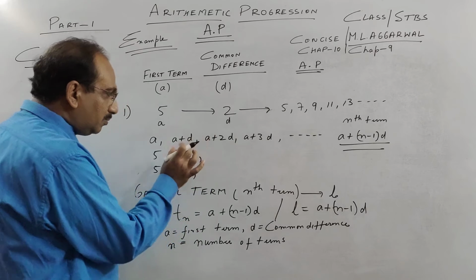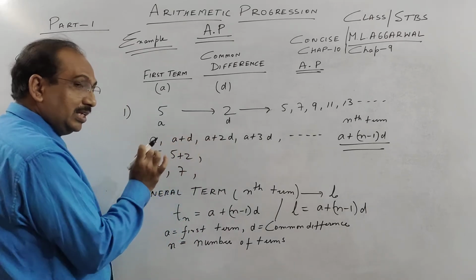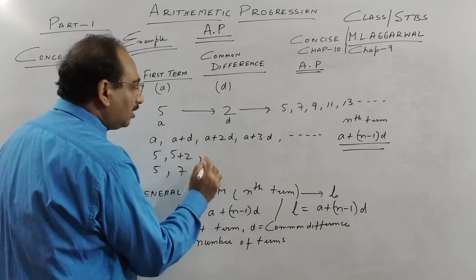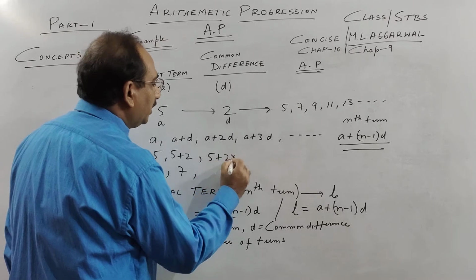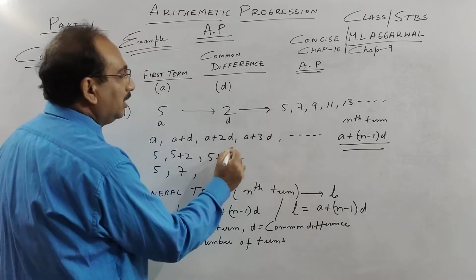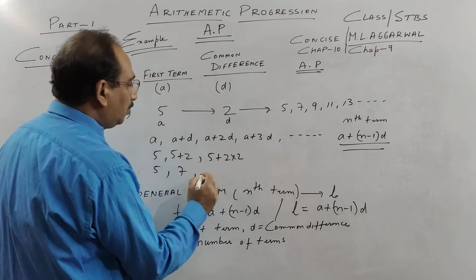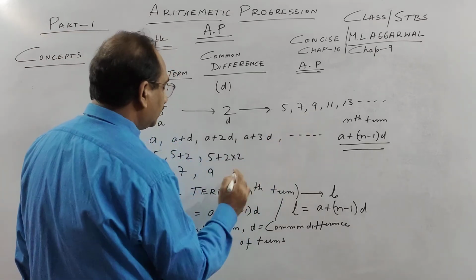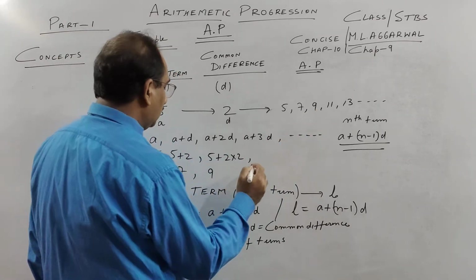Then if you see the third term, the second term has only 1 d. So d is 1 less. This is the second term. The third term is a plus 2 into d. Okay, so a is 5, d is 2. So this you get 9.